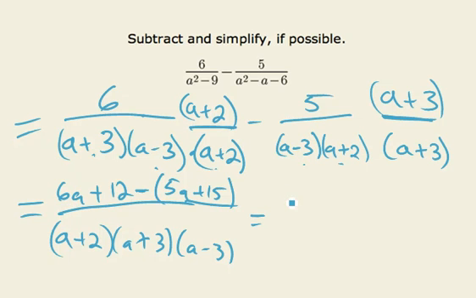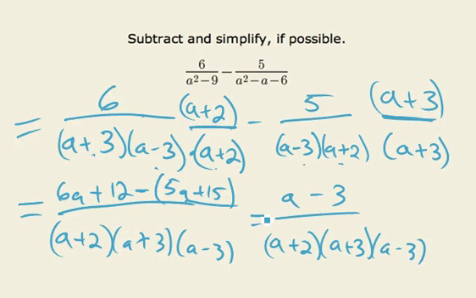So let's go ahead and combine some terms. I have a 6a minus a 5a. That gives me an a. I have a 12 minus 15. That's a negative 3. So a minus 3, that's one of our factors that shows up in the denominator. We're going to be able to cancel that, right? So I'll cancel my a minus 3's from the numerator and from the denominator, and that leaves us with a 1 in the numerator, and in the denominator we have an a plus 2 times a plus 3. And that's our final answer.